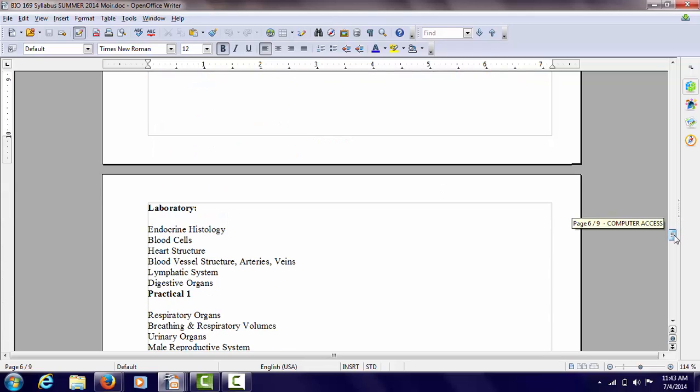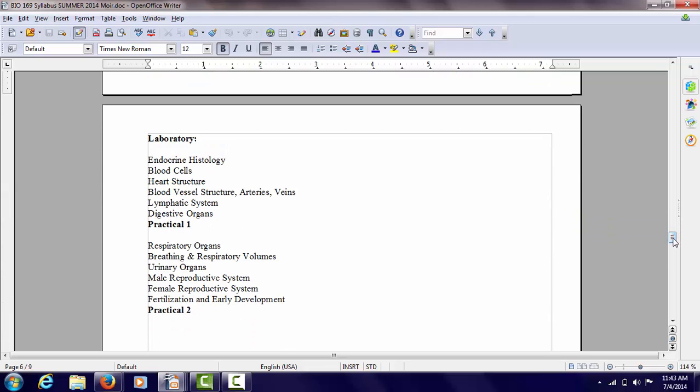So that is basically what we'll cover in lecture and lab. As you would imagine, the lab will correspond to what we do in lecture. These are exercises from the lab manual that we'll talk about. Endocrine, blood cells, heart structure, the blood vessels, lymphatic and digestive organs. Then our first lab practical. And then respiratory organs, breathing and respiratory volumes, urinary organs, reproductive systems, and fertilization, early development, and our second lab practical.